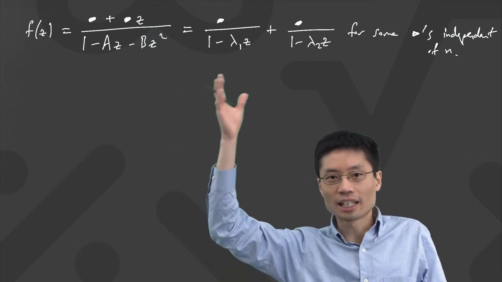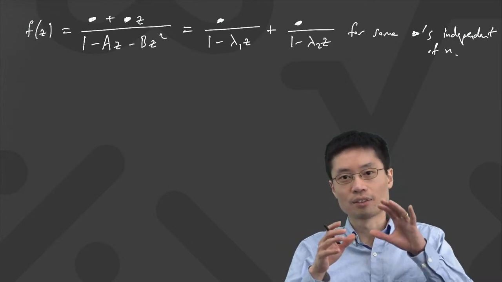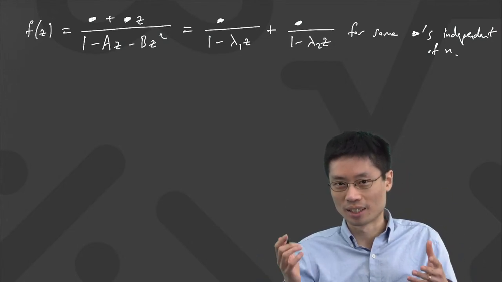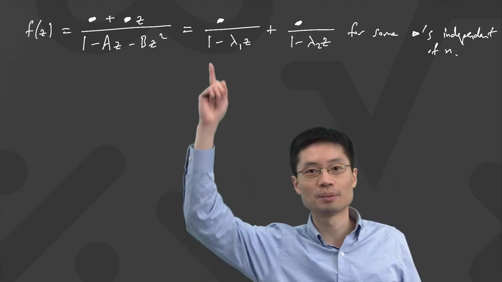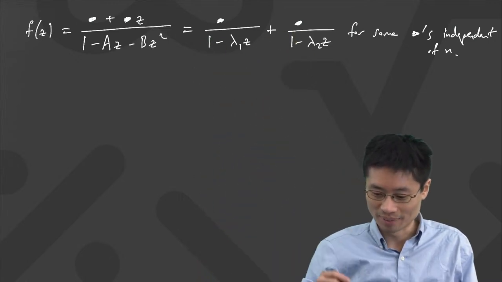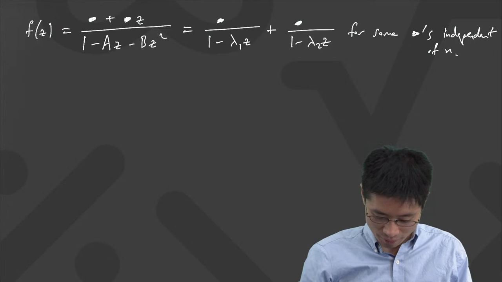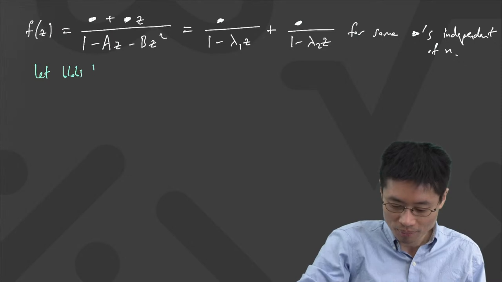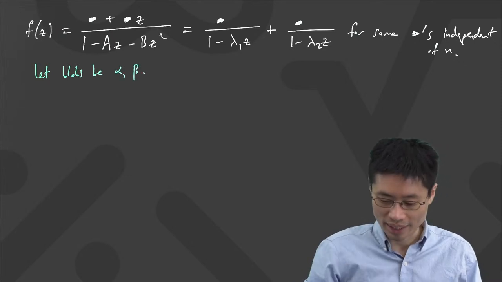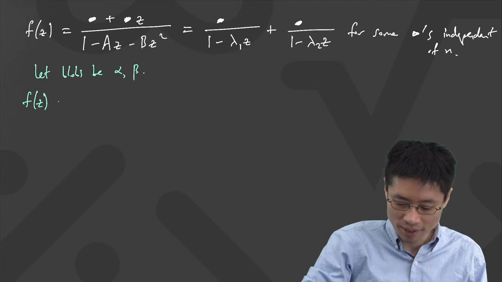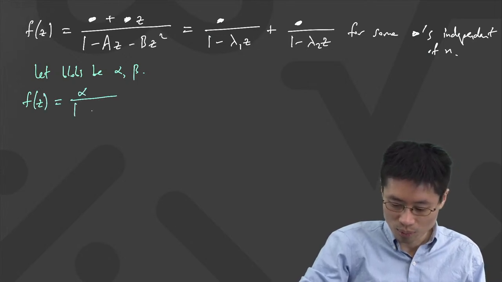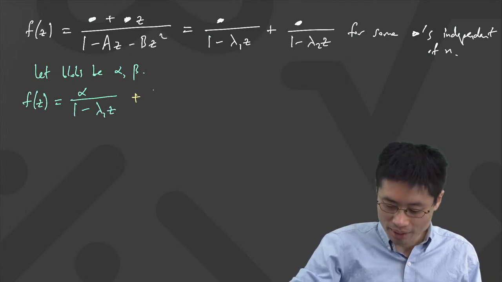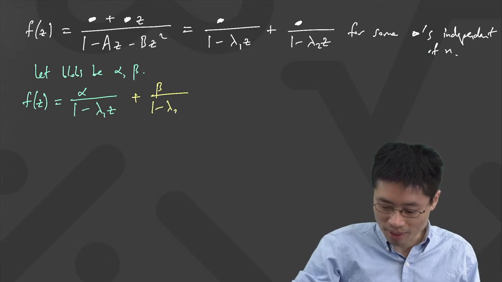So now we did this. And actually, just for the sake of explaining this, I already have less blob math than I needed for the matrix stuff, so I'm going to give names to these guys. I'll call them alpha and beta. Let the blobs be alpha and beta. What I just found out is that f of z is equal to alpha over 1 minus lambda 1 z, and I'm going to use two colors now, plus beta over 1 minus lambda 2 z.